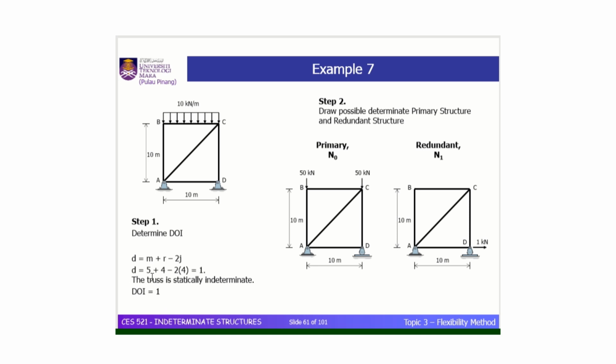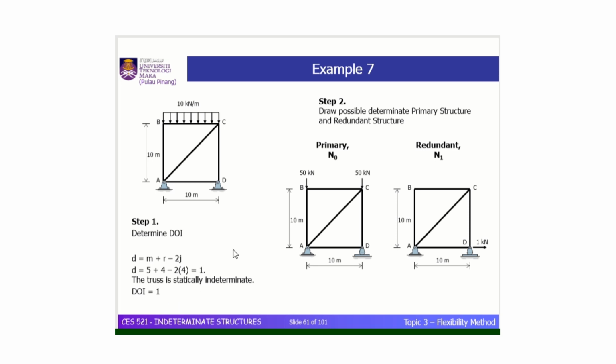So this DOI, you must classify whether this DOI is external or internal. In this example, this DOI 1 is external. They have 4 reactions at A and D, minus 3 equal to 1. So this is 1 DOI externally. When you have an external DOI, your redundant force must come from the reaction, whether at A or at D. It means your redundant force equal to 1, you must remove one reaction, because this is external.